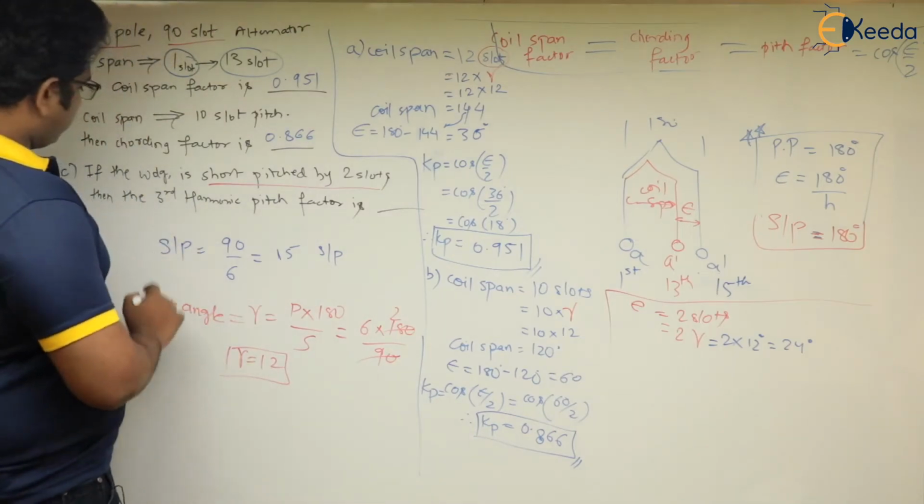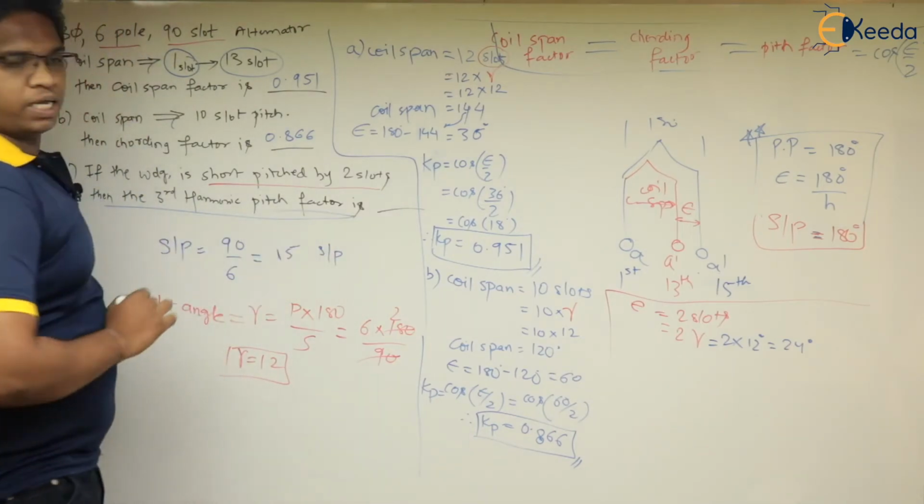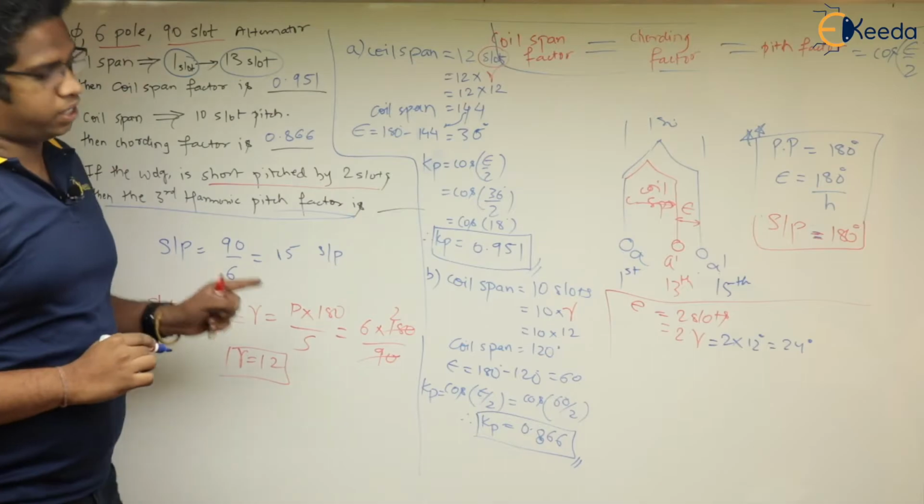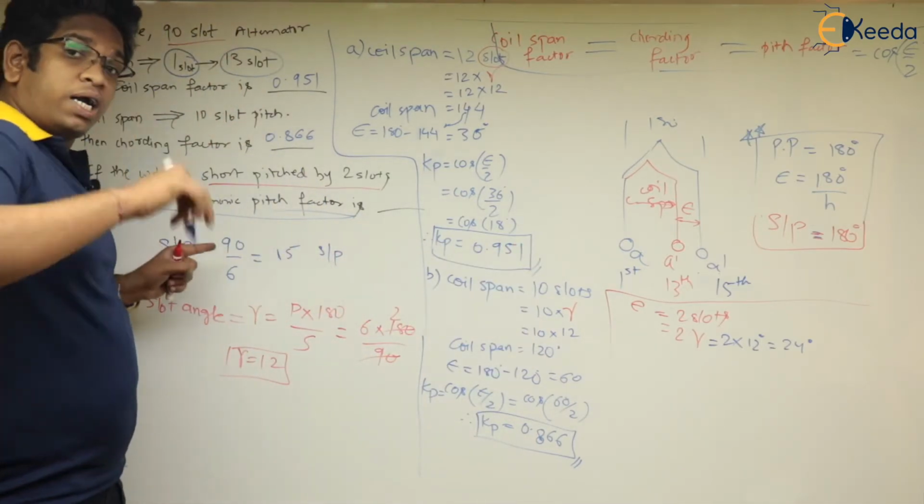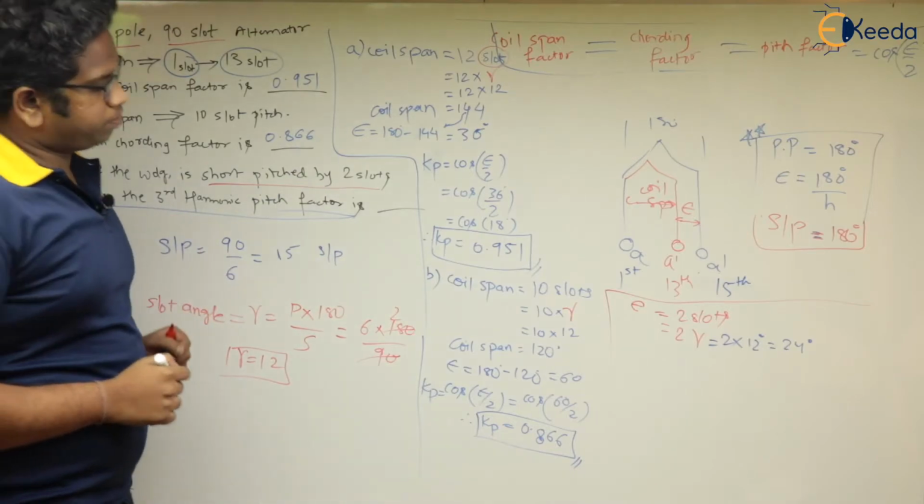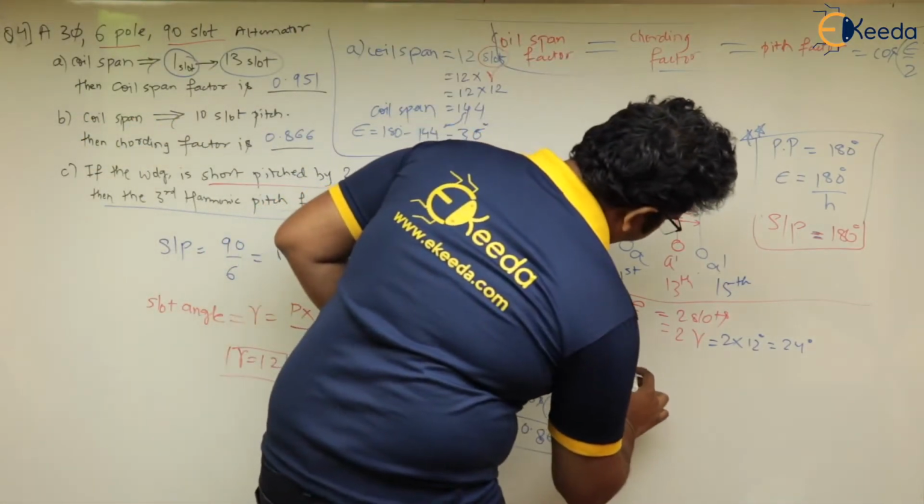Now, what are they saying? They are asking about the third harmonic pitch factor. Epsilon is given, short pitching is given. They are asking about the pitch factor of the third harmonic component of induced voltage, which means it is going to be cos of, see here.